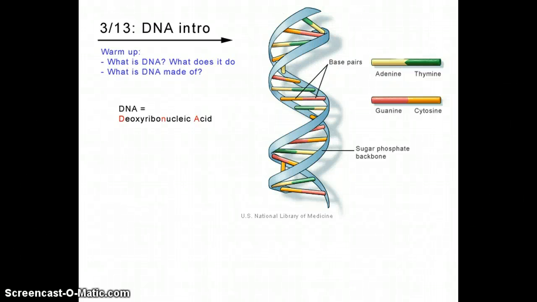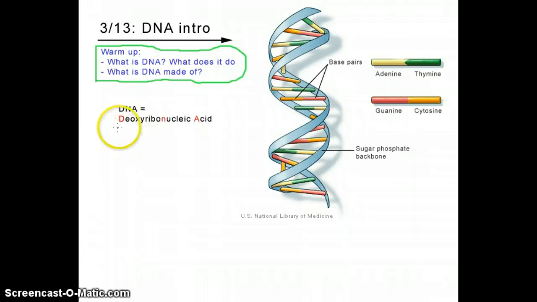Here's an introduction on DNA. Before we get started with DNA, take a second to think about these questions. What exactly is DNA? What does it do? And what is it made of?